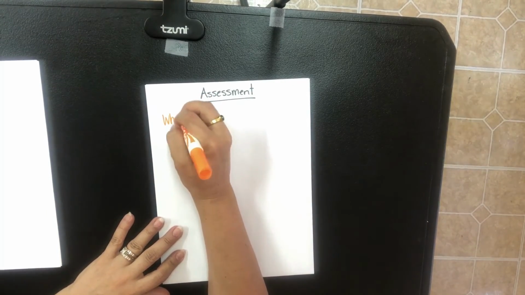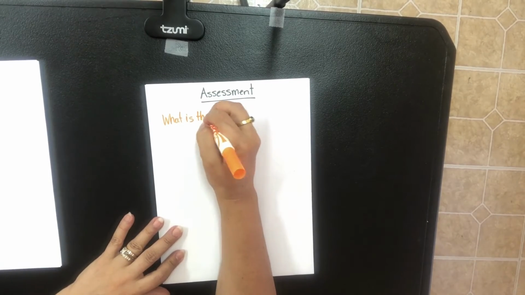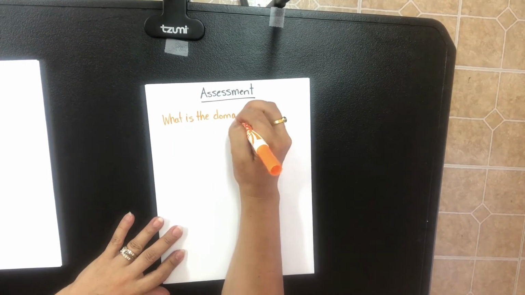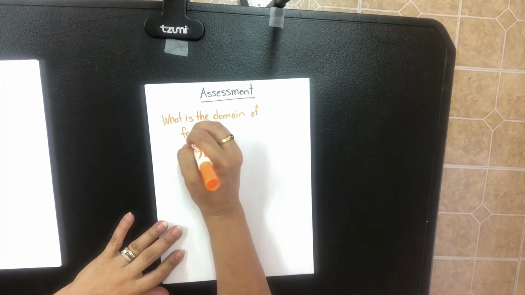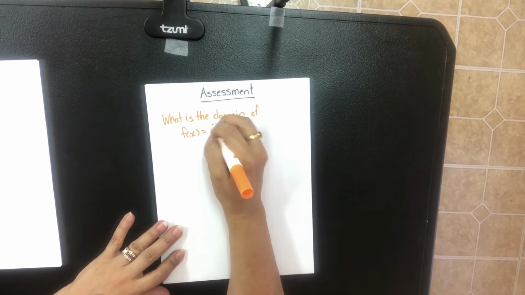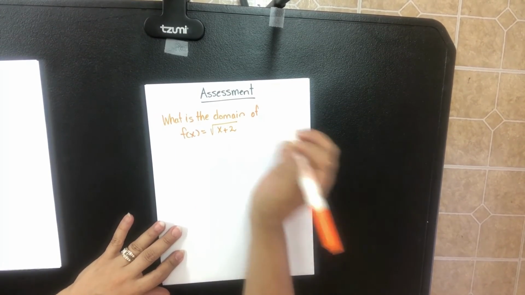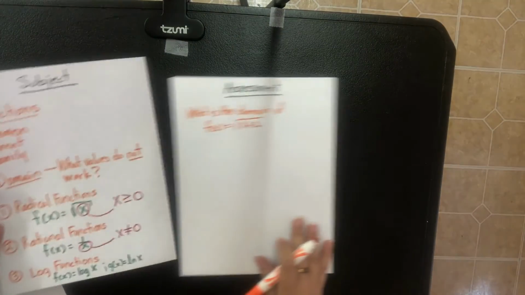What is the domain of f of x equals the square root of x plus 2? All right, so you should ask yourself, what parent function is this? And this parent function is the radical function, the square root function. It is one of those concerns. It looks like this one.